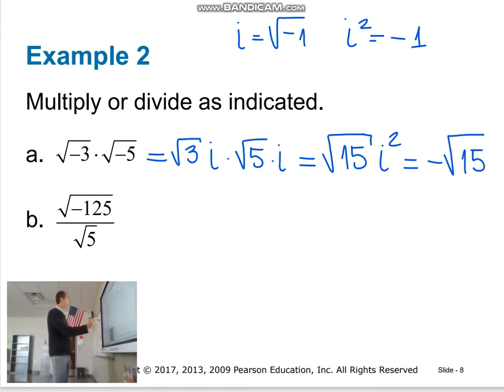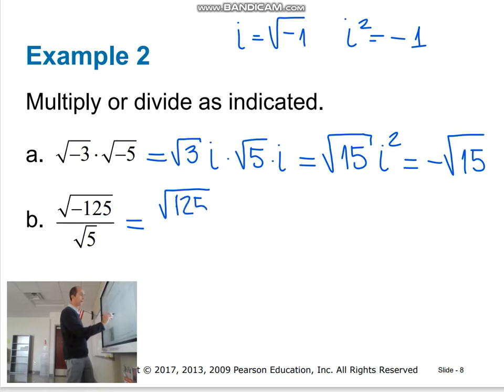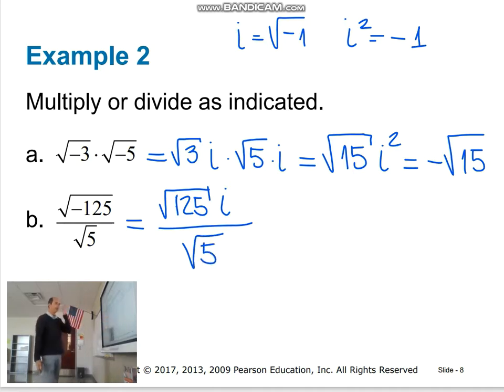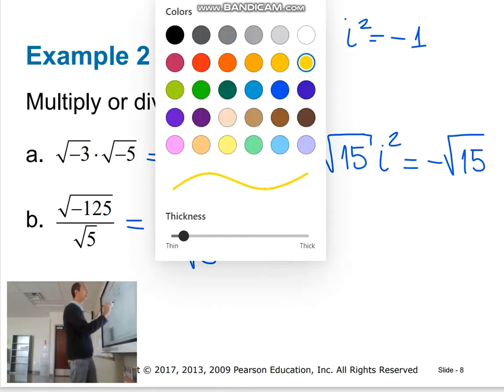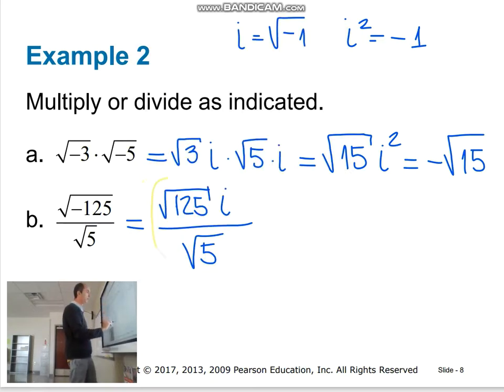Okay. On the next example, letter B, square root of -135 over square root of 5. Same thing again. We learned that square root of -135 we can break down as square root of 125 times the square root of -1, which is i, over square root of 5. Okay? And now we can combine this. We learn about the quotient property.